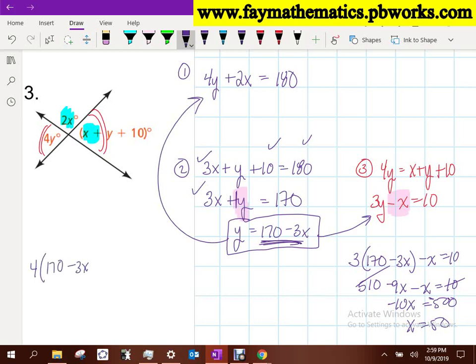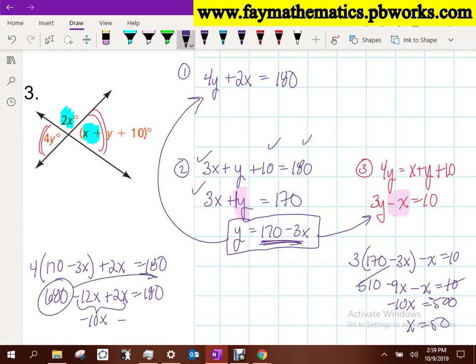4 times 170 minus 3x plus 2x equals 180. 4 times 170 is 680 minus 12x plus 2x equals 180. Those are going to give me negative 10x. When I move that to the other side, it gives me negative 500. Does that still give me x to be 50? Does that make sense? So some people will make the argument, well, I didn't know which one to plug it into. Choose one. It doesn't matter. Okay? Whatever you want to, it doesn't matter.